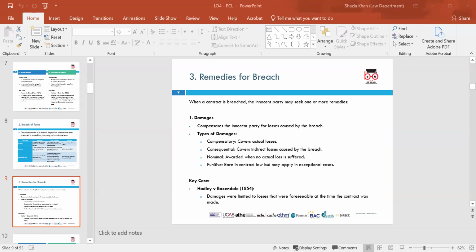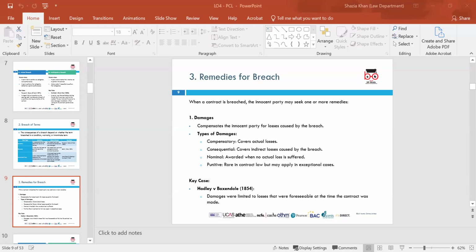Remedies available to the innocent party. You've got damages, which can be compensatory, consequential, nominal, and punitive. The key case for that is Hadley v Baxendale, 1854. If a contract is breached, where a party fails to fulfil the obligation as agreed, the non-breaching party may pursue different types of remedies depending on the severity of the case.